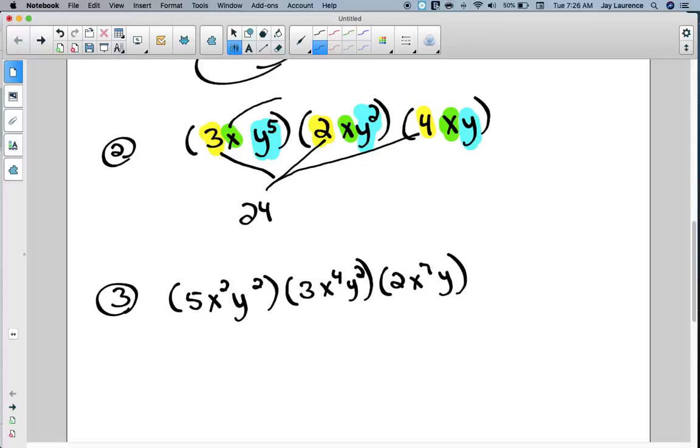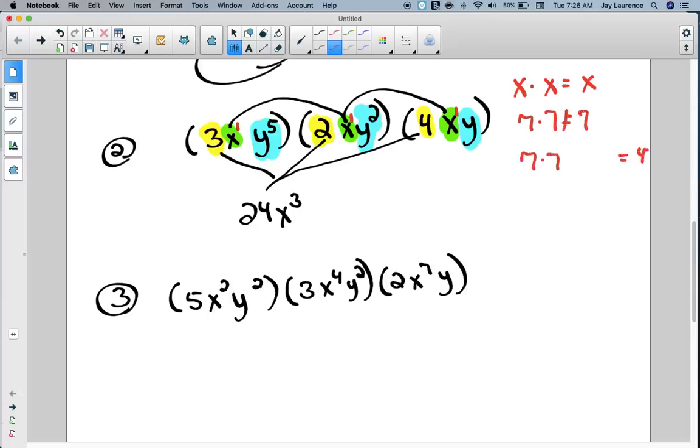Now I've got to do my x's. X times x is x squared times another x is x cubed. How do I know? Well, because there are 3 x's being multiplied. They're all x to the 1st power. Many of you like to tell me that x times x has to equal x. That makes no sense because 7 times 7 doesn't equal 7, right? 7 times 7, of course, equals 49. But you could take a baby step in there and say it equals 7 squared, right? Therefore, x times x equals x squared.